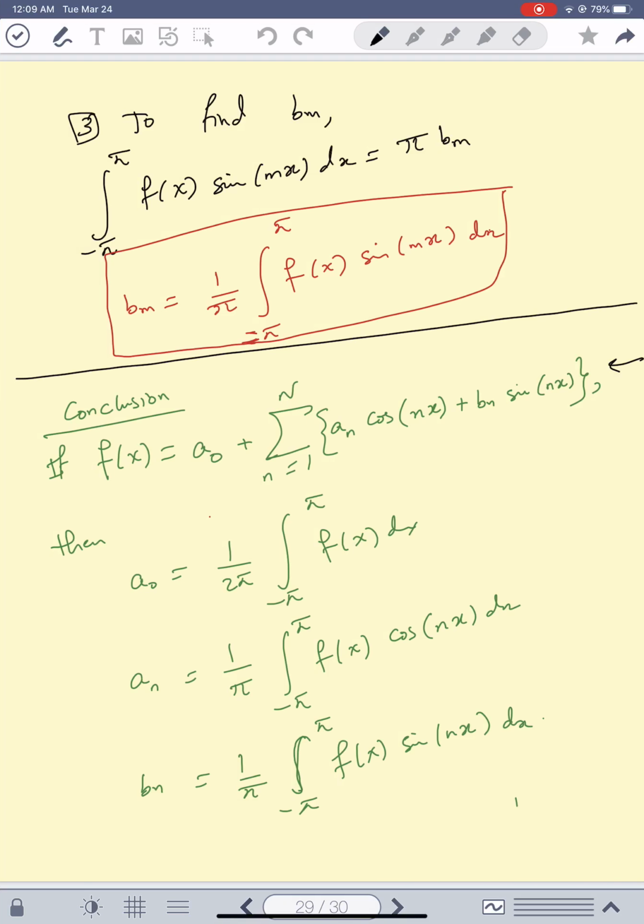To make it clear, if we ask now what is a node, what do we mean by the a node? A node is the constant term. So what's the constant term in this case? It's 2. What is a1?